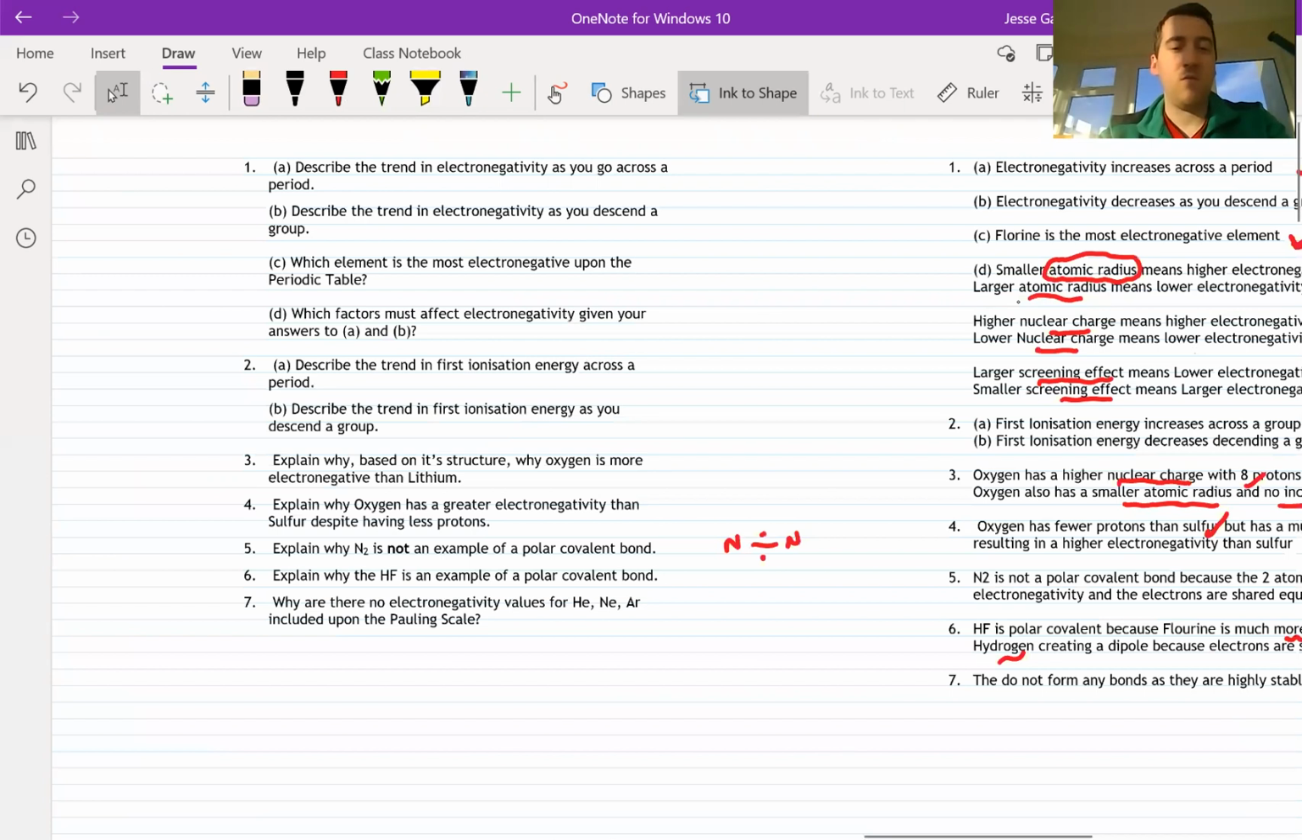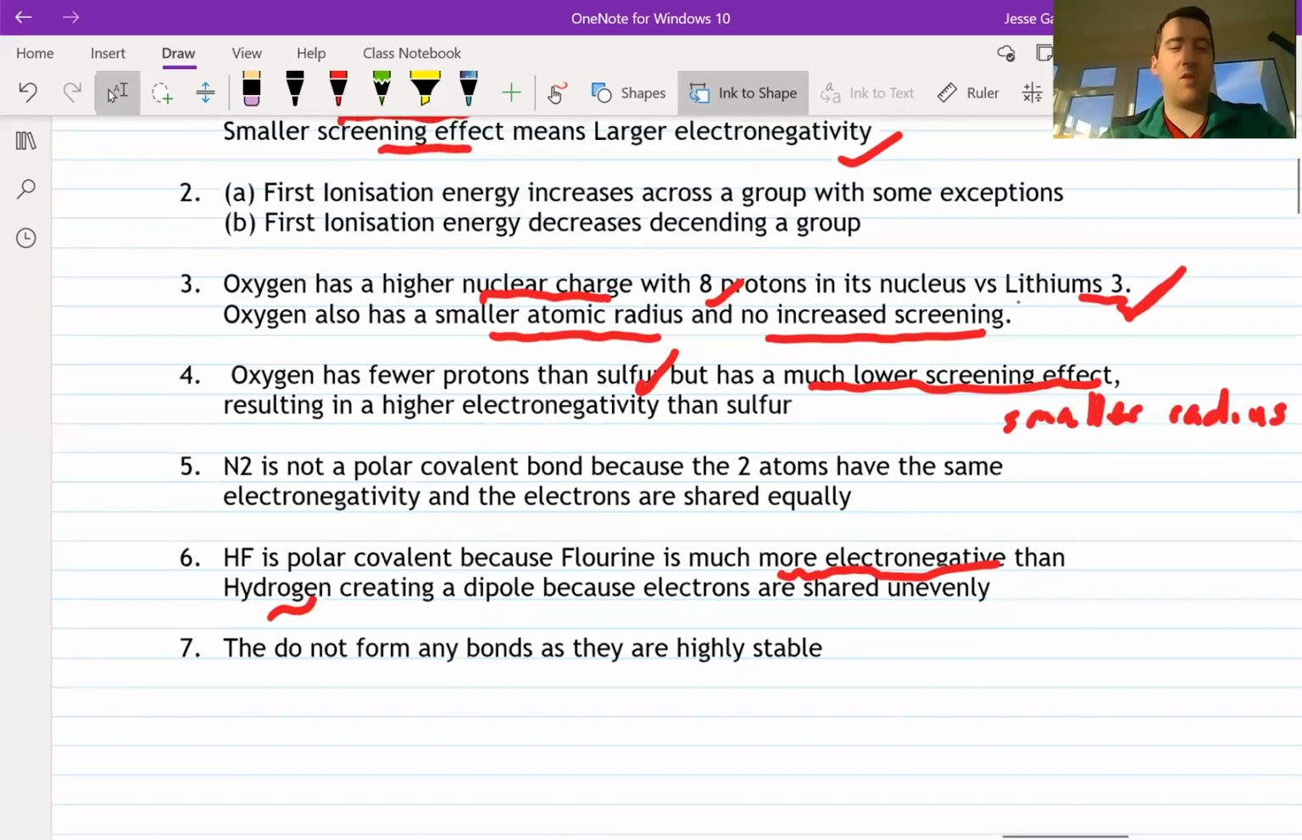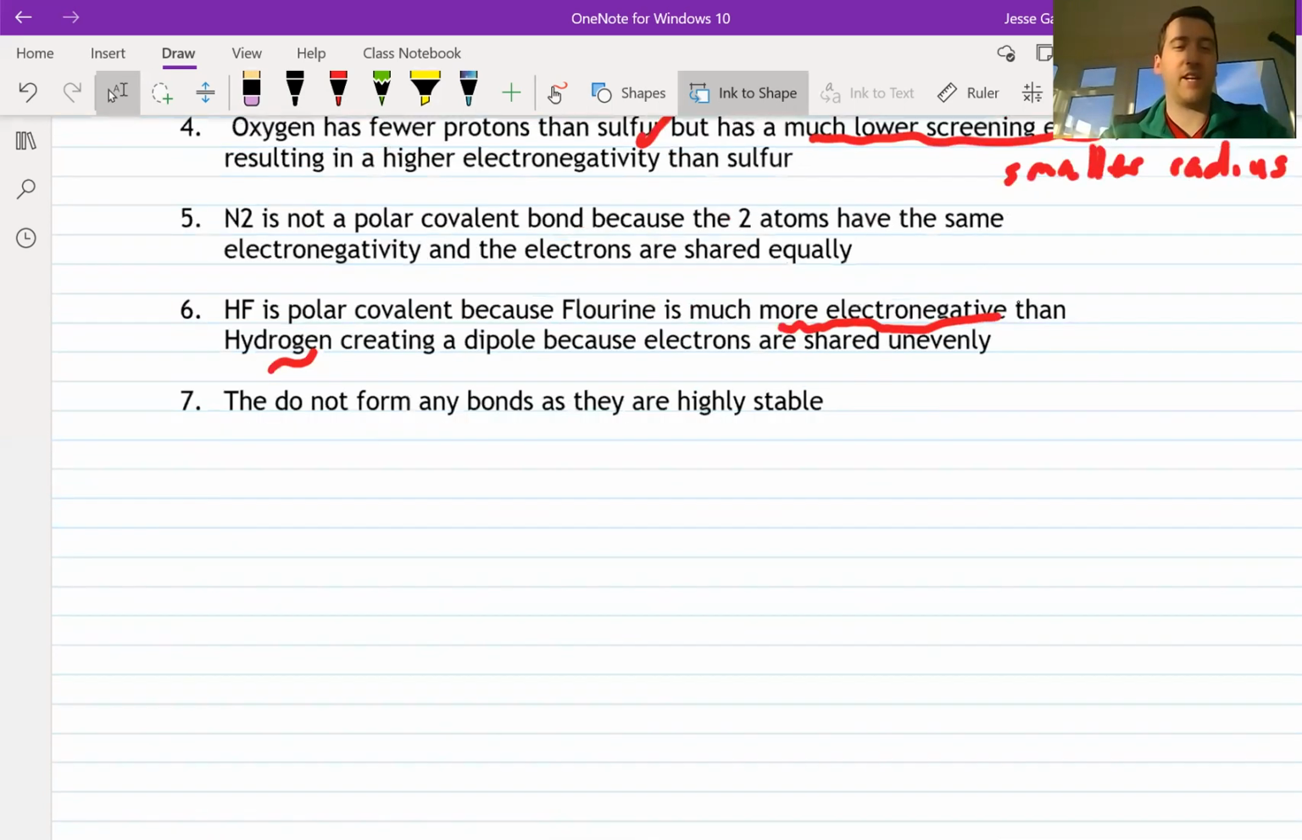So HF is polar covalent because fluorine is much more electronegative than hydrogen, creating what we call a dipole, because electrons are shared unevenly. So you should definitely have the word dipole in your answer. You should definitely mention this phrase, electrons are shared unevenly.